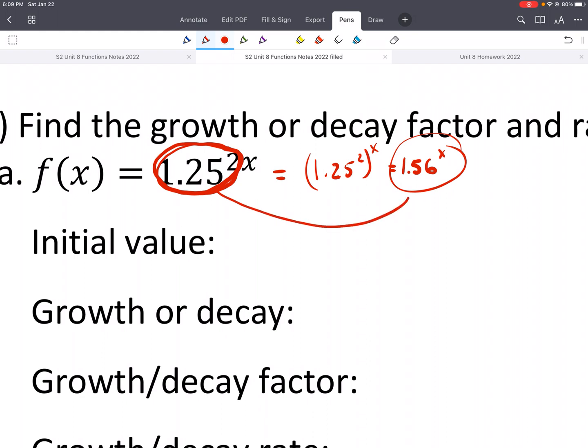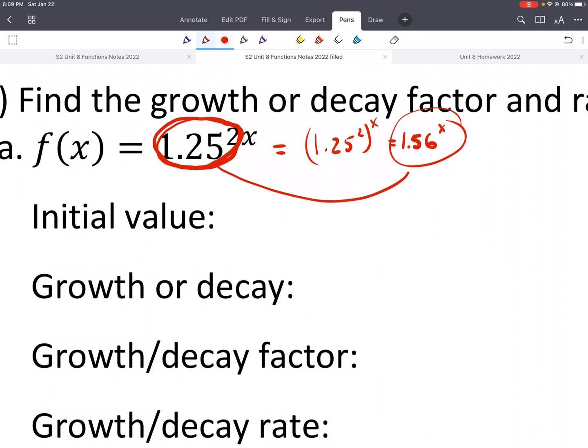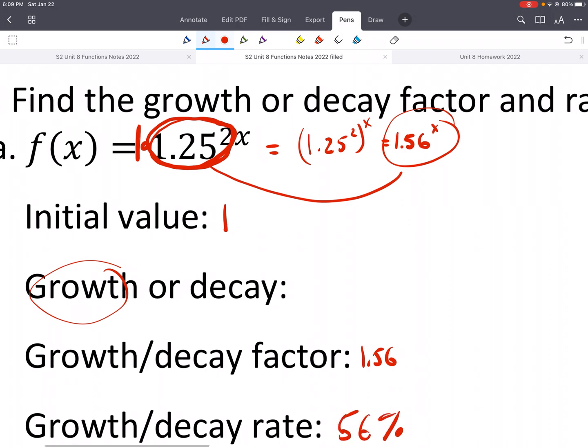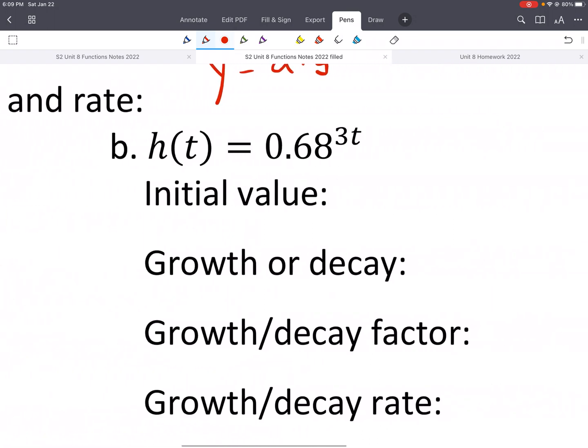Okay, but now we can write down our initial value. Here you can't see the initial value. It's got to be this 1 in the front. And this is growth. Its factor is 1.56, and its rate is 56%. Okay, so here's another example.